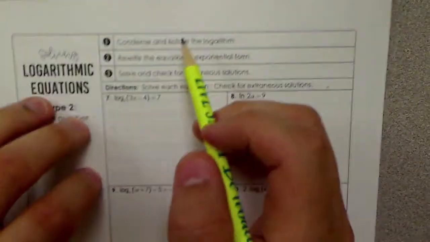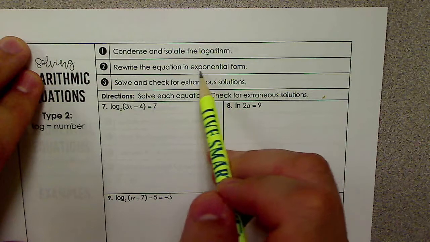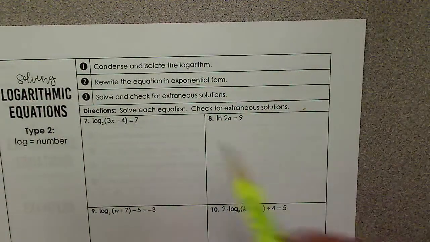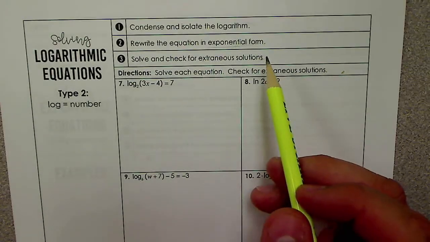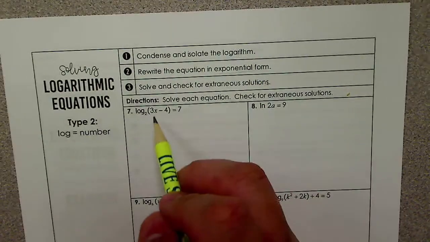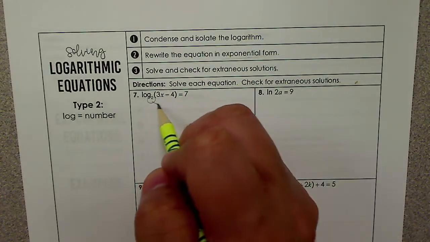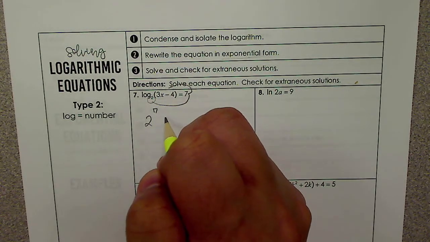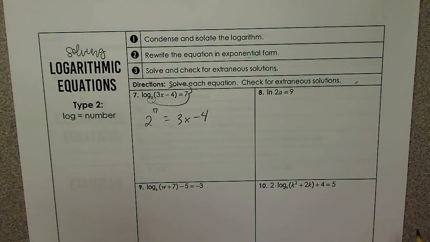So the rule basically says, again, condense and isolate, rewrite in exponential form. So that's that rule 7 or circle rule, whatever you want to call it. And again, I check for extraneous solutions the same way. So here's what happens. Instead of setting this equal to a logarithm, I take my base and rewrite it as an exponential instead. And then I solve it.